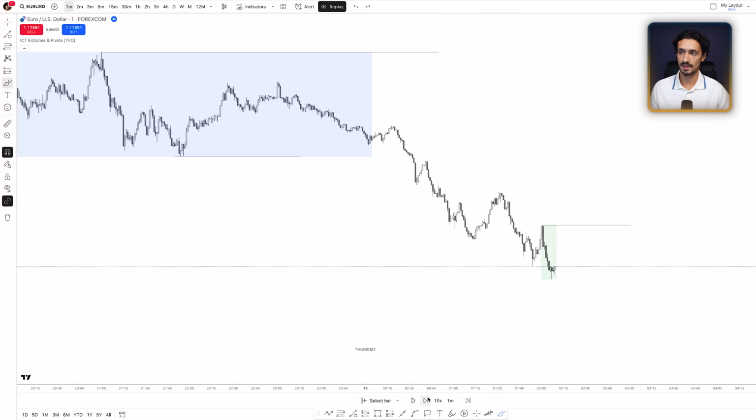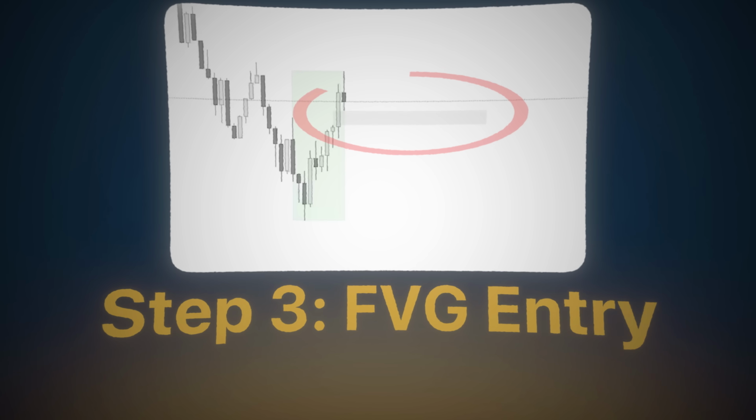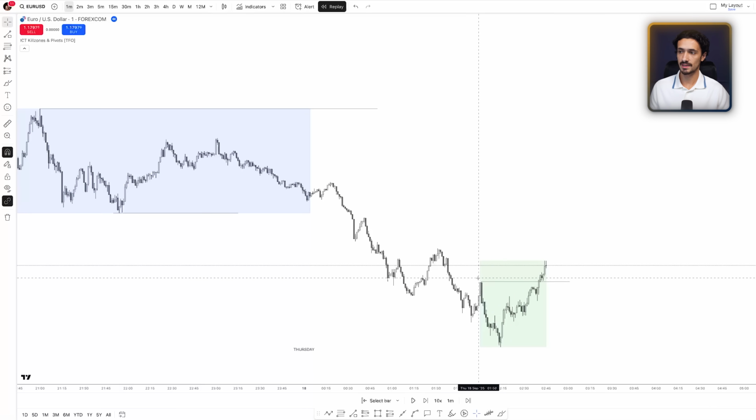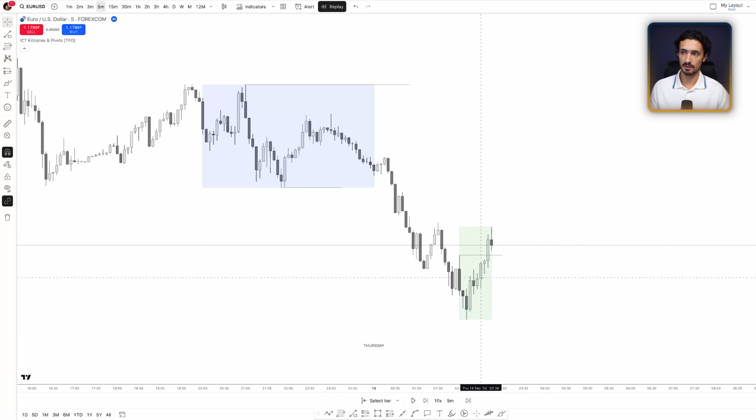We sit and we wait until eventually at some point in time, we will get a run of this high. That comes here, right? When we break this high, that is my confirmation. That's when I need to move over to step number 3, which is a fair value gap entry. So once we break this high in here, I need to go to a 5 minute time frame and simply wait for the formation of a fair value gap above this high.